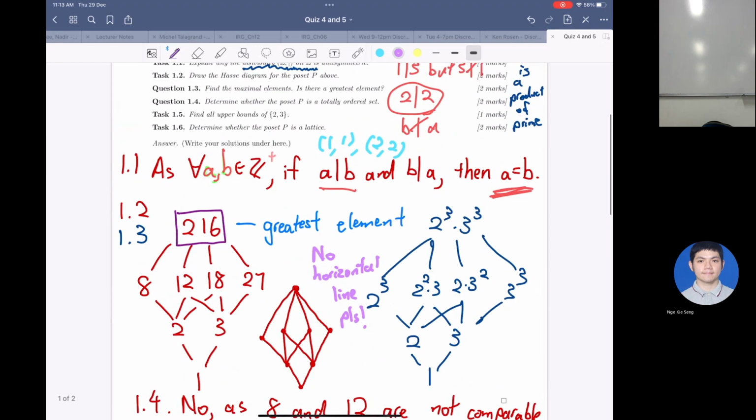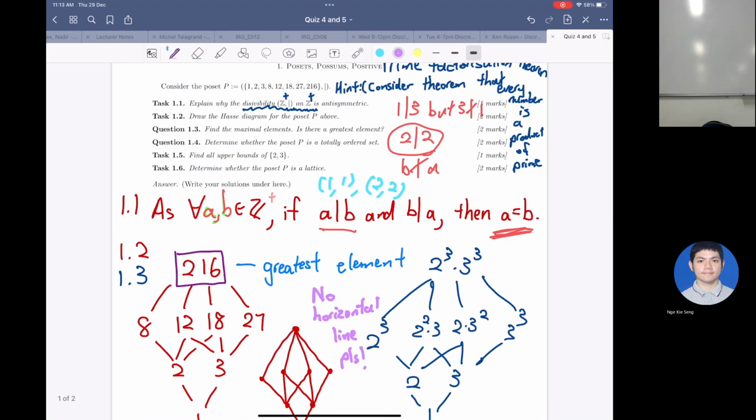1.3, find the maximum element, and then is there a greatest element? I think a lot of you did it correctly, and yes, there's the greatest element. Some of you just put yes, I also give you marks. So usually you need to tell me also which one is greatest.